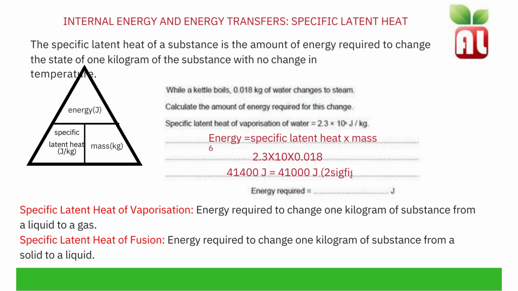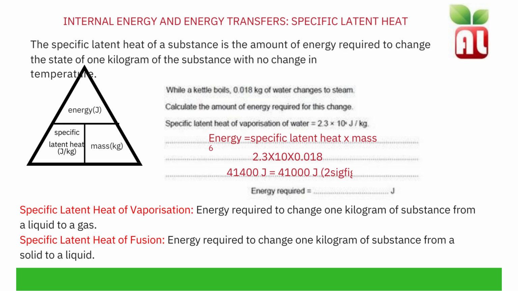An example question of specific latent heat. When a kettle boils, 0.018 kilograms of water changes to steam. Calculate the amount of energy required for this change. The specific latent heat of vaporization of water is 2.3 times 10 to the power of 6 joules per kilogram.